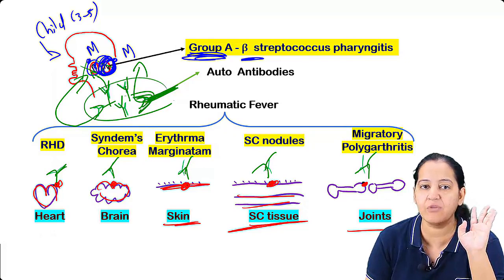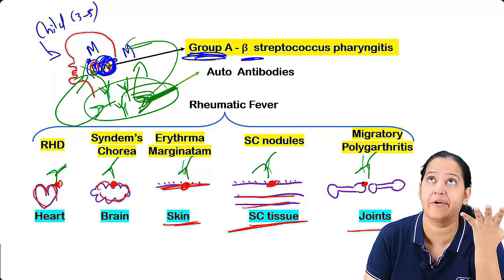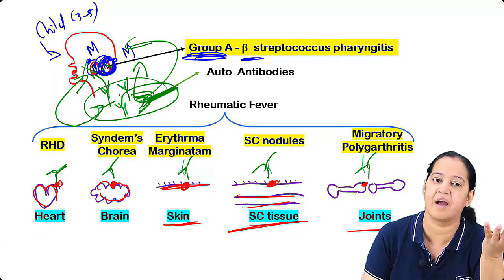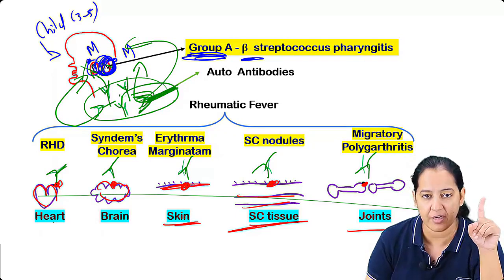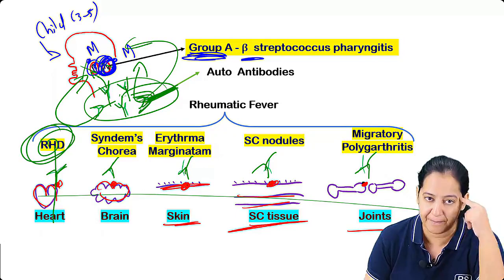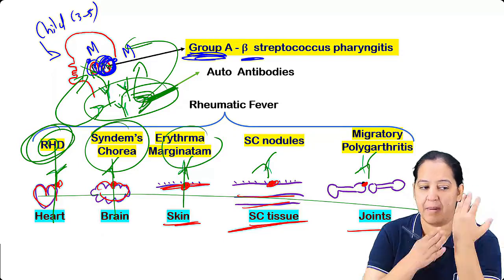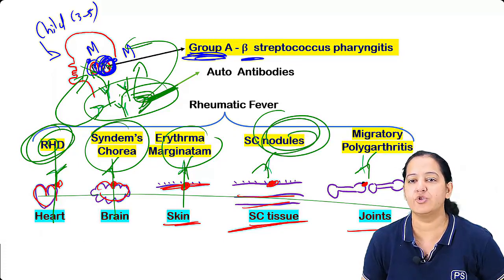Actually, antibodies are not formed against the own tissue. They are formed for the bacteria, and the bacteria is a trigger. It's a stimulus. After they are formed, after killing the bacteria, they damage the 5 organs, causing 5 diseases in 5 organs. In the heart, it causes rheumatic heart disease. In the brain, it causes chorea, Sydenham's chorea. In the skin, it causes erythema marginatum. In the subcutaneous tissue, it causes nodules. And in the joints, it causes arthritis.